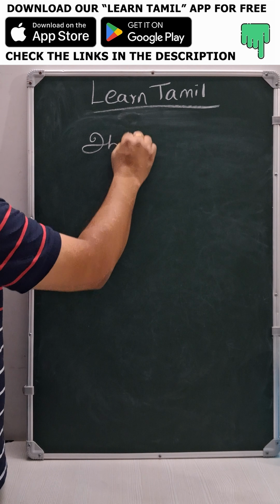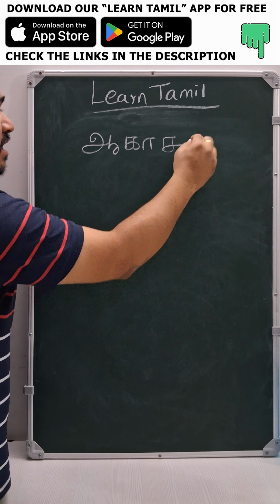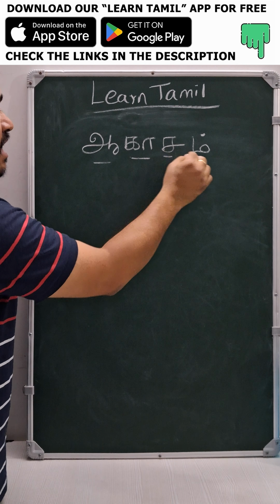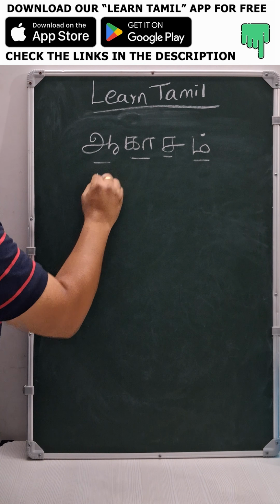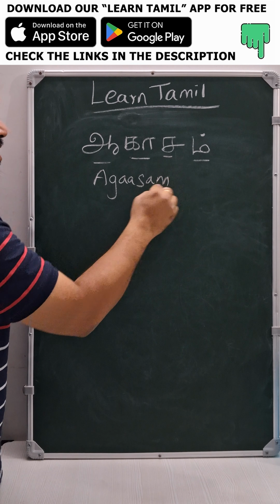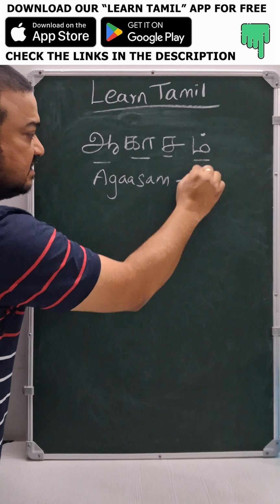A, ka, sa, m. Agasam. Meaning of agasam is sky.